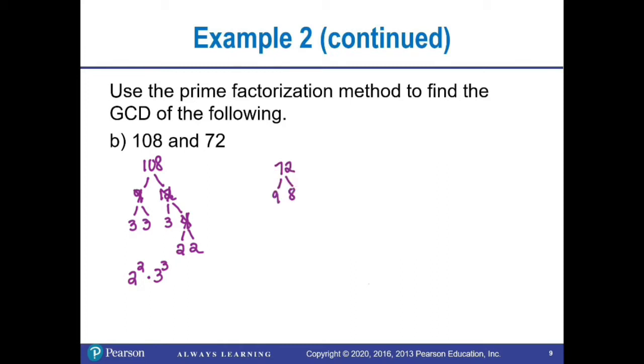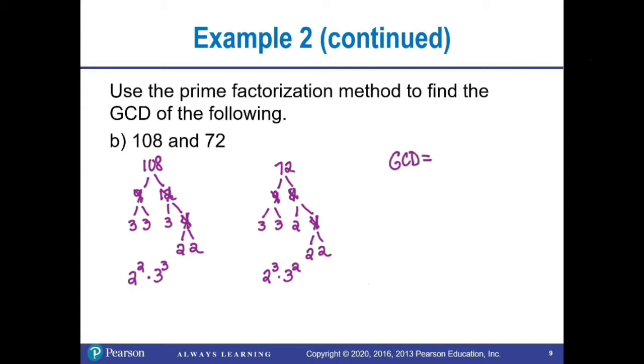72 is 9 times 8. 9 is 3 times 3. 8 is 2 times 4. And 4 is 2 times 2. So my prime factorization of 72 is 2 cubed times 3 squared.